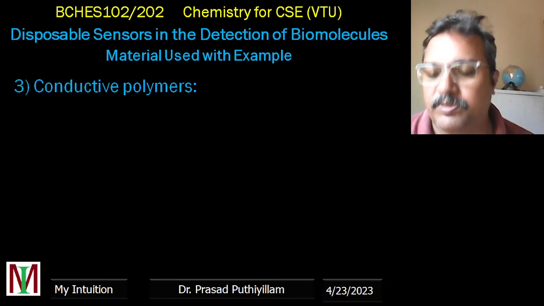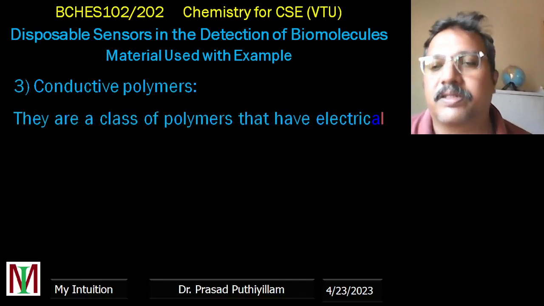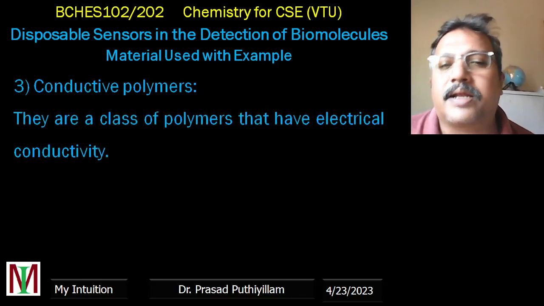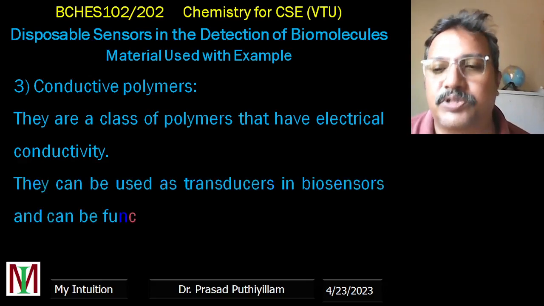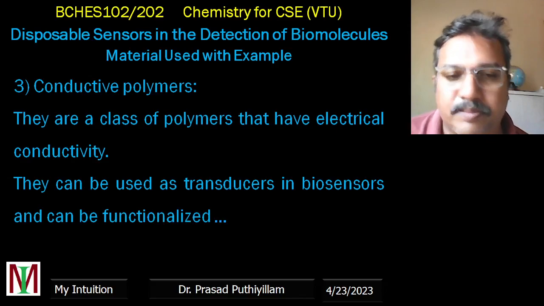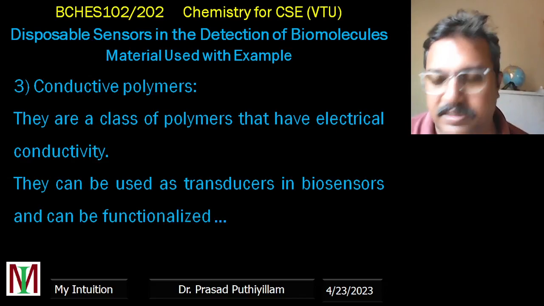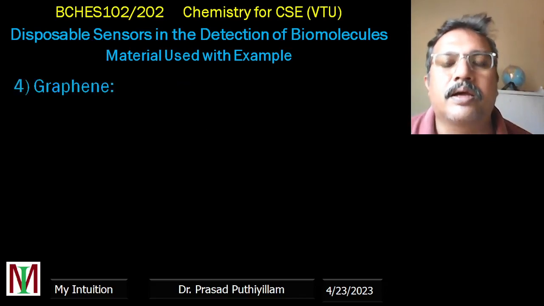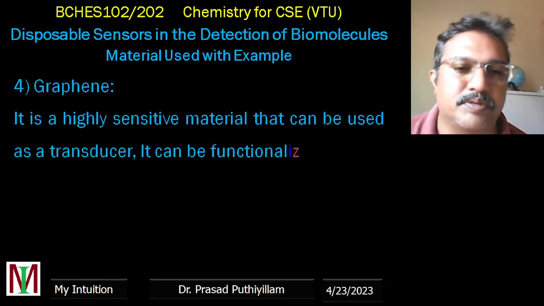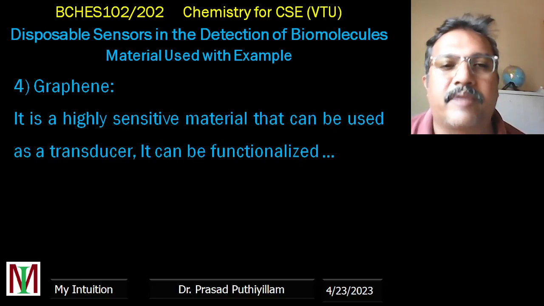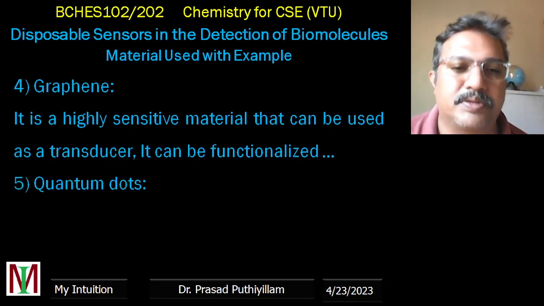Then conductive polymers. Conductive polymers are a class of polymer that have electrical conductivity. They can also be used as transducers in biosensors and can be functionalized also. Graphene is a highly sensitive material, can be used as a transducer. It can also be functionalized. Therefore, these are the materials mainly used.